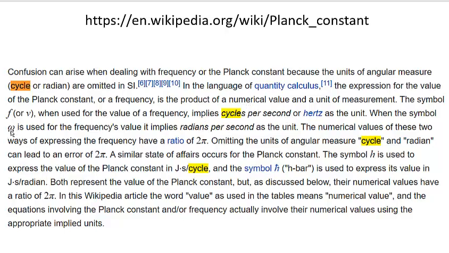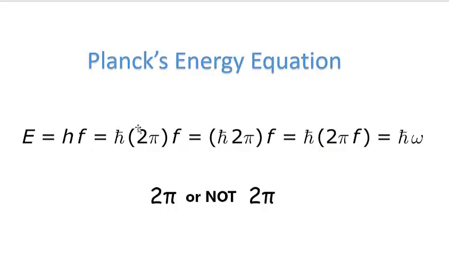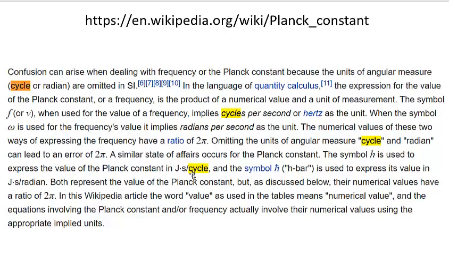When the symbol omega is used for the frequency value, it implies radians per second as the unit. So if you use angular frequency, now you have radians per second. And that's why I don't use omega, because I am doing everything in terms of cycles. This is just the way that I'm approaching everything. And so the numerical values of these two ways of expressing the frequency have a ratio of 2 pi, which I am showing you right here.